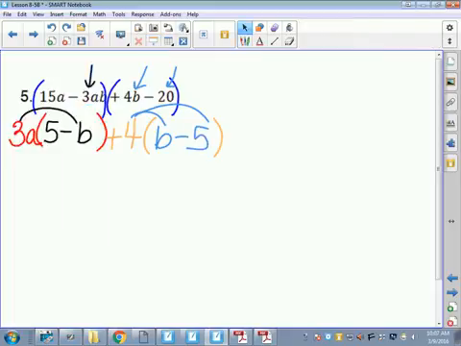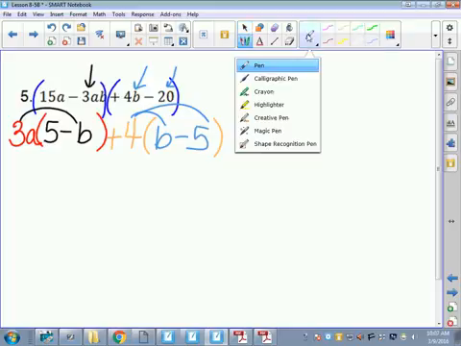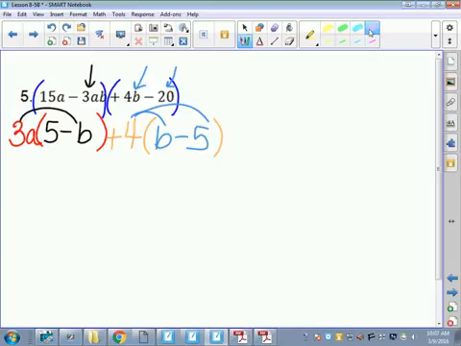So now I can look to see, can I highlight like I did on the last problem? Do I have identical parentheses? So close and yet so far. My first parenthesis is a b minus 5. My first parenthesis is a 5 minus b. My second parenthesis is a b minus 5. They're close, but not quite.